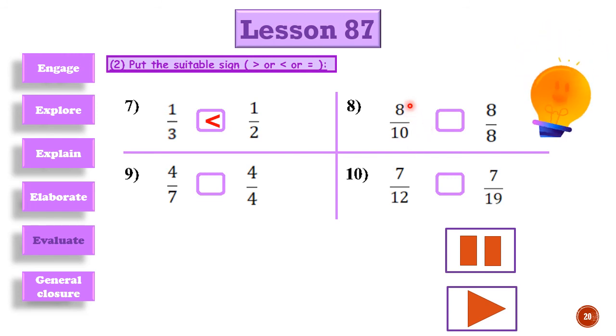Let's go here, 8/10 and 8/8. Look at the denominator here, 10 and 8. Which is smaller? Yes, it's 8. Then the value of this fraction is bigger than this. It will be like this.